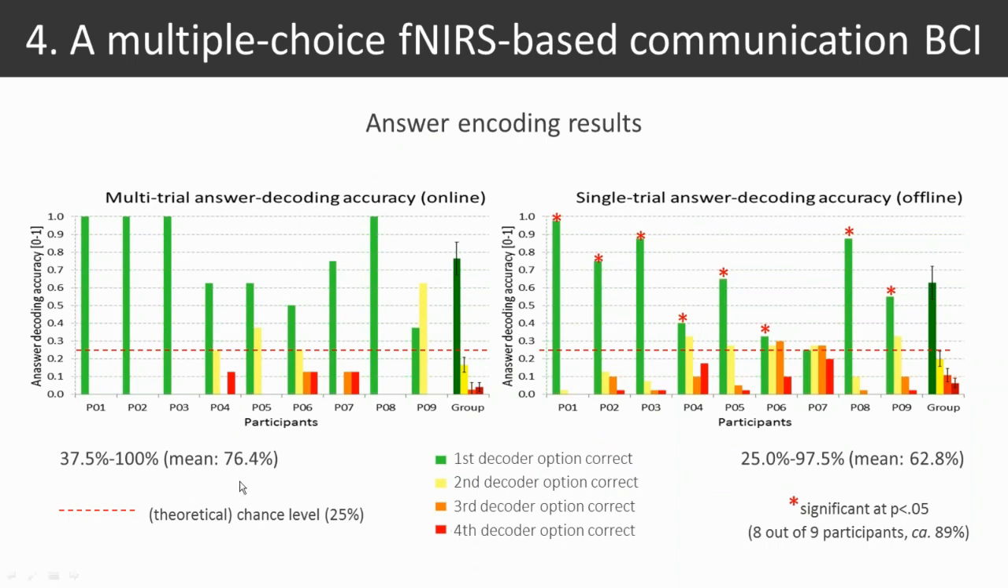This first decoder option was correct in about 75% of the cases. The theoretical chance level is 25%. When we look at the single trial answer decoding accuracy, it's slightly worse, but this is kind of expected. But also here we reach almost 63%, which is a lot when you consider the theoretical chance level of 25%. And we also did permutation testing, and we could see that this accuracy was significant for 8 out of 9 participants. So that was, I think, a very good result.